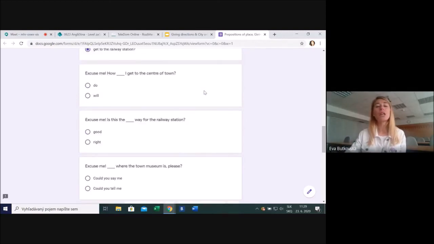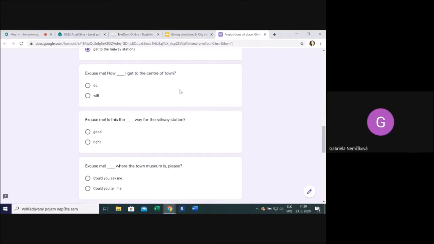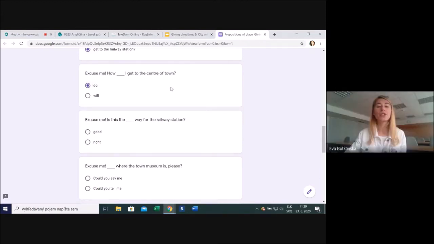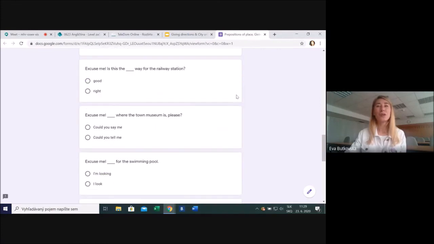Very good. What about the third one? Excuse me, how do I get? Very good. Next one is a little bit tricky. Excuse me, is this the way for the railway station? Right. Very good. Right way. You can just simply ask, is this the right way to the railway station, or is this the right way to the city center? Another very good and common question if you're asking for directions.